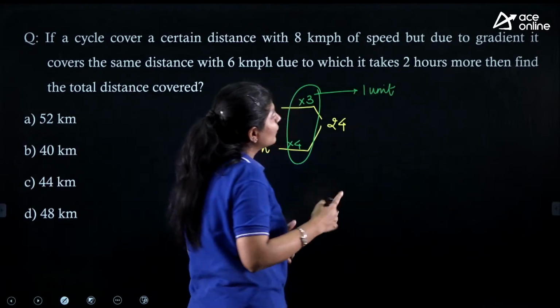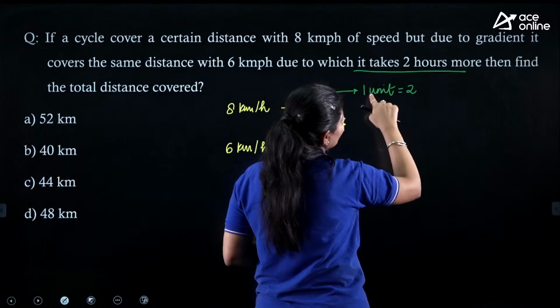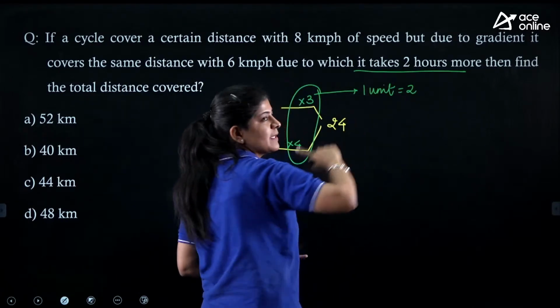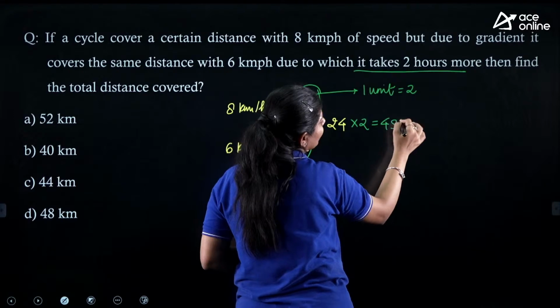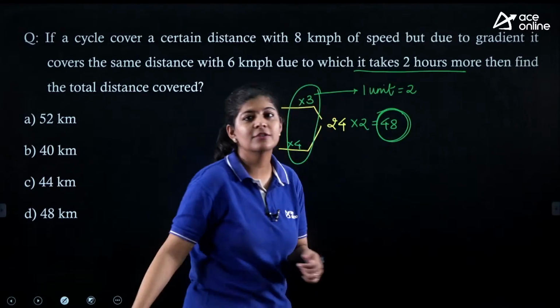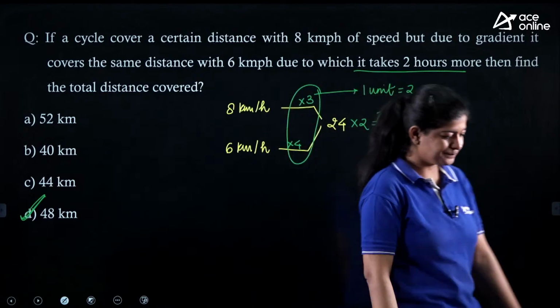But according to the question, it takes 2 hours more. That means the value of this one is 2. If this value is a multiple of 2, that means this value is also a multiple of 2, and the actual distance that we got over here is 48 kilometers. Option number D is the correct one.